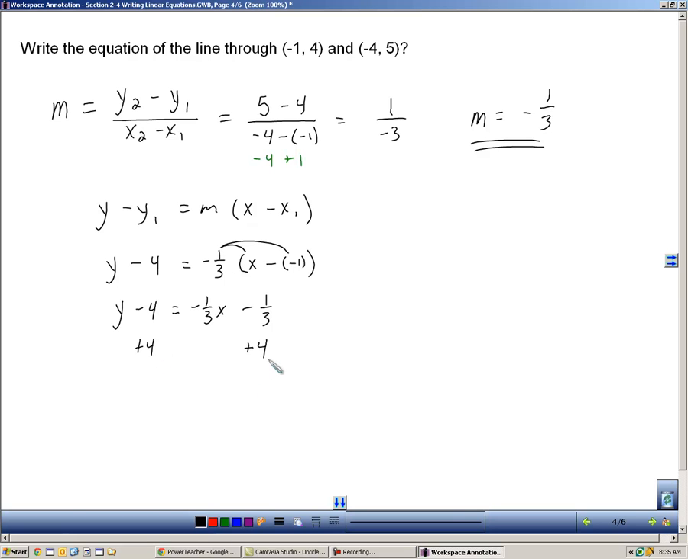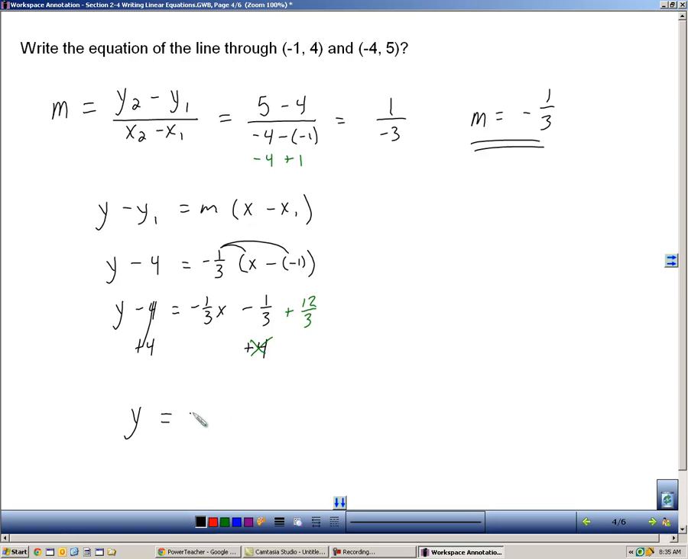But if I'm going to add 4 to negative 1/3, it becomes a lot easier if I make that 4 into a fraction with a 3 on the bottom. So how can I write 4 as a fraction with 3 on the bottom? I can make it 12/3. So instead of adding 4, I'm going to add 12/3, and that way I can put those like terms together.